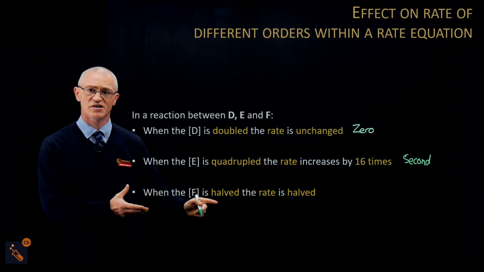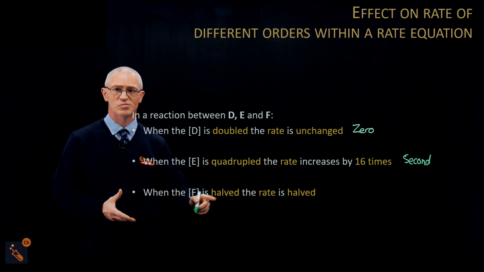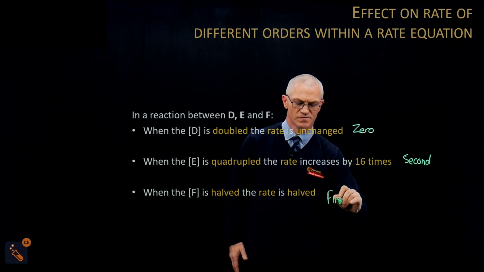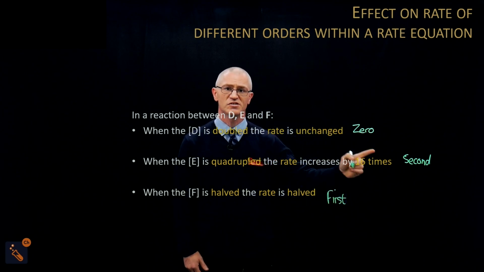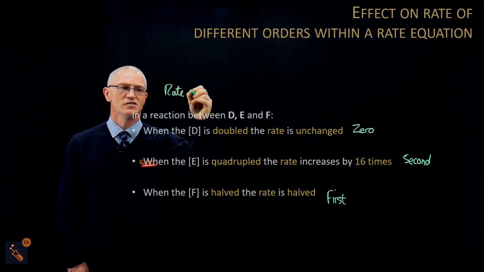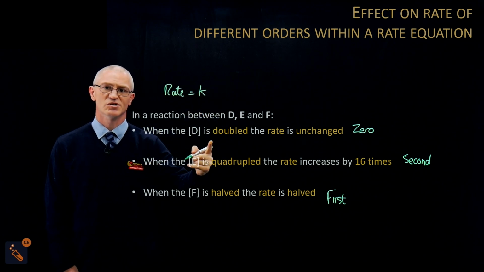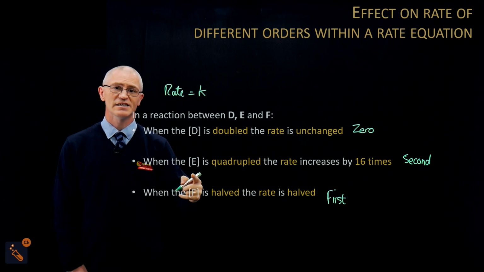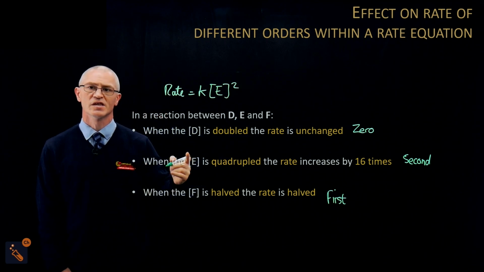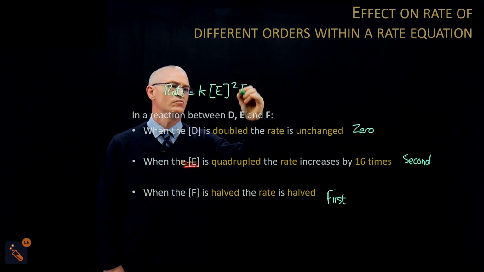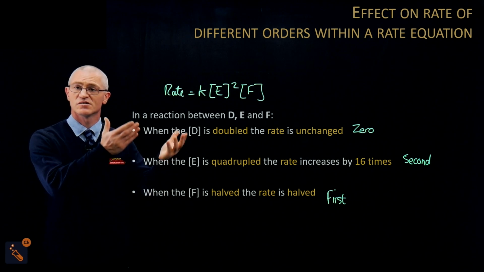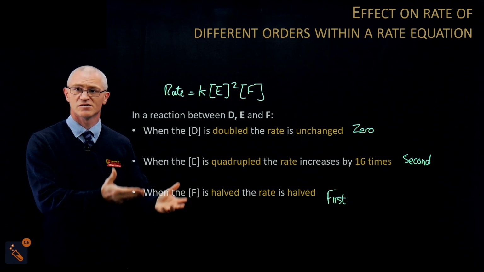Then when F is halved, the rate is halved. Well, that is a proportional relationship, so I'm going to put that down as first. So we've got 0, second, and first. All we have to do then is apply that to our rate equation. So rate is equal to k. In this case, we've got D. We know D is 0, so we don't include it in the rate equation. E is second, and then F is first. So there you have your rate equation that is created from knowing the rate changes from concentration changes.